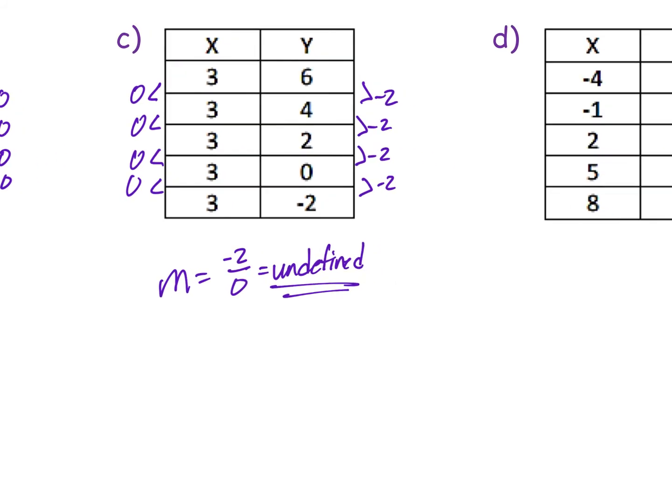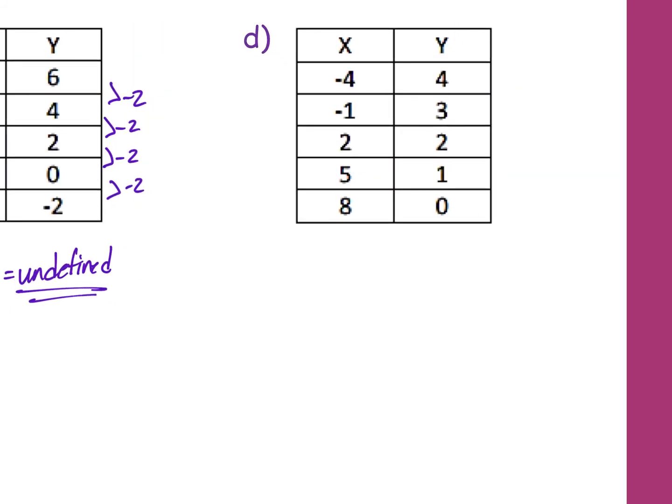Okay. And letter D. Negative 4 minus negative 1, yeah, good. Minus and minus 4 is 3. My difference here is 3. What's my difference here? 1. It's positive 1? Yeah. Negative 1. Good. Okay, so what's my slope? Negative 1 divided by 3. Does that make sense? Are we okay with that? Not too bad? Awesome.